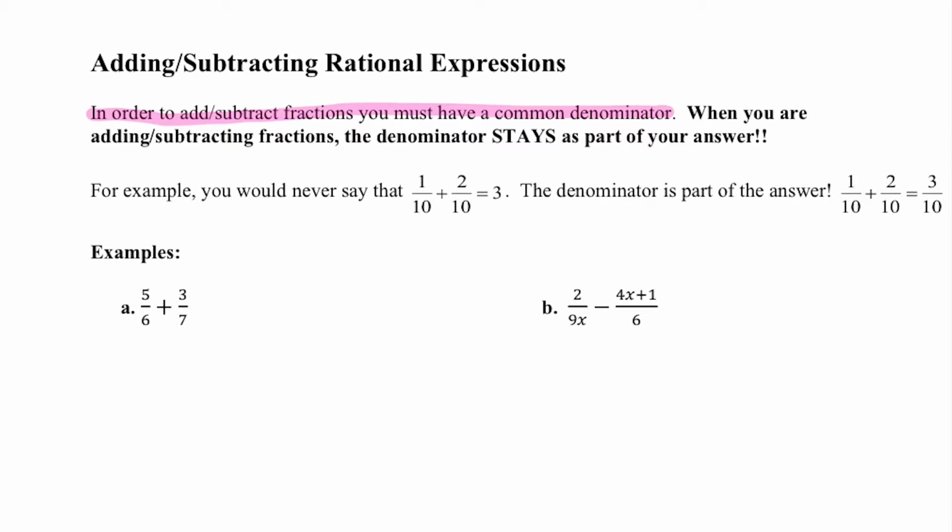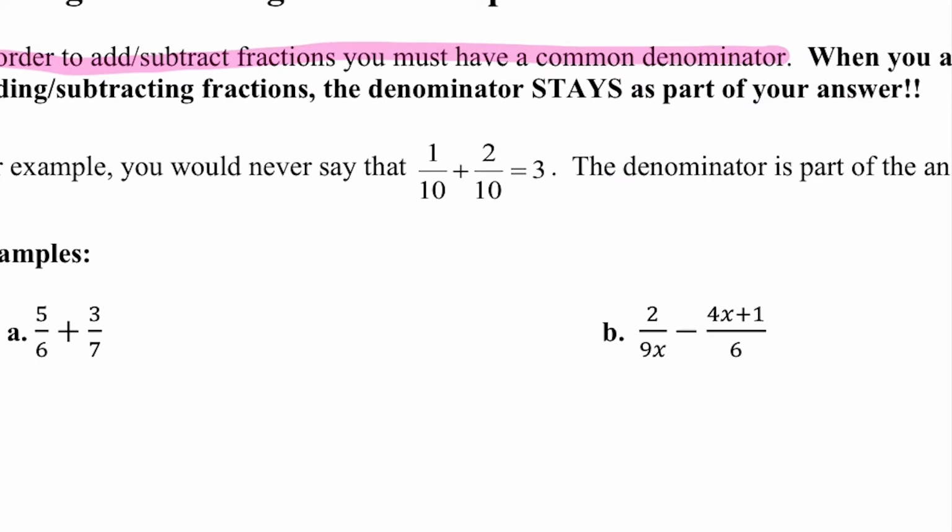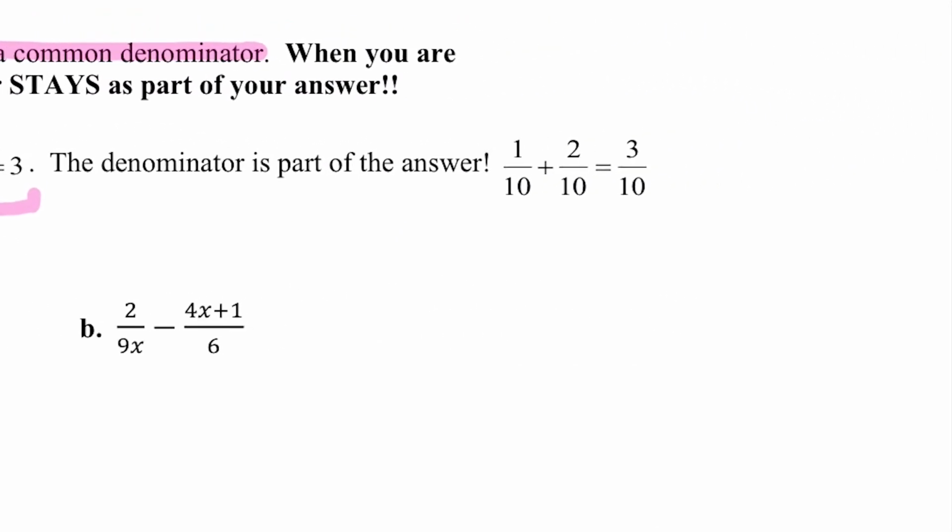The denominator has to stay part of your answer. For example, you would never say that 1/10 plus 2/10 equals 3. The denominator is part of the answer. It should be 1/10 plus 2/10 equals 3/10.